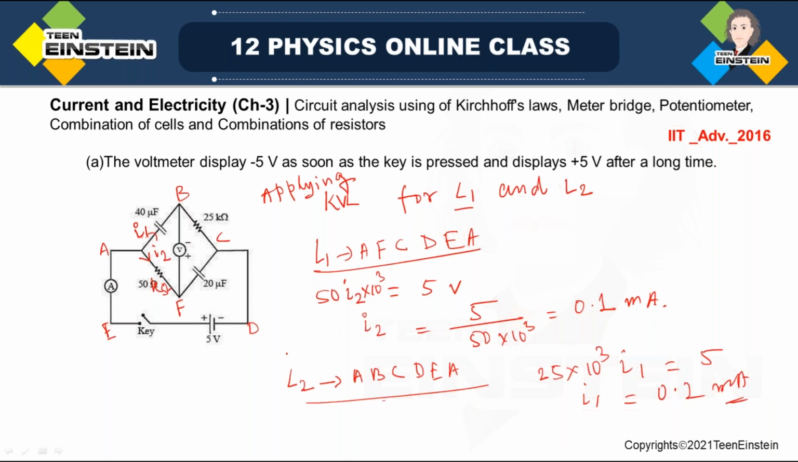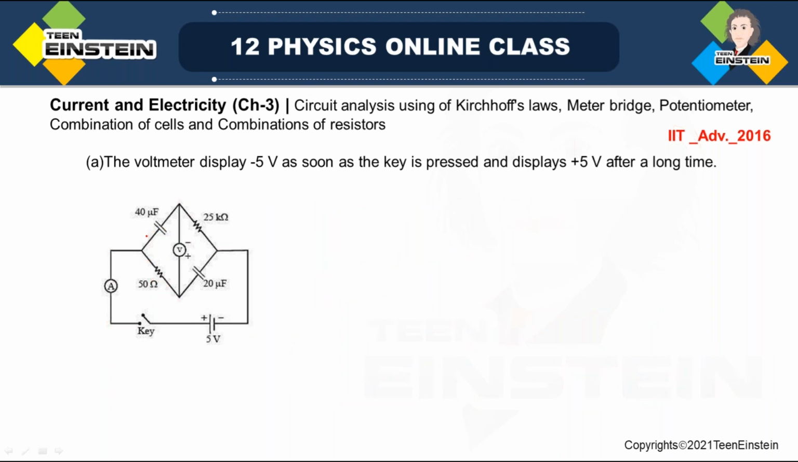So we have got the currents. Through this I have taken I1, and through this I have taken I2. So I have got I1 is equal to 0.2 milliampere, and I2 we have got 0.1 milliampere, right? Now I have to find out the voltage.